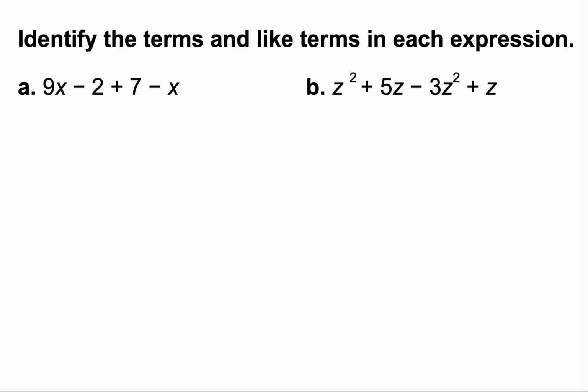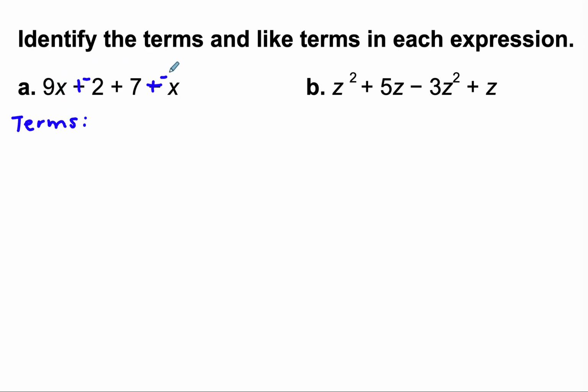All right, so let's try some problems. This first one says identify the terms and like terms in each expression. So you have to actually list them out. The first step on doing these problems is to do boom, boom, and make things plus negative. So boom, change to addition, boom, change the sign, boom, change to addition, boom, change the sign. So any subtraction we need to change to addition. It's just going to help us see our terms.